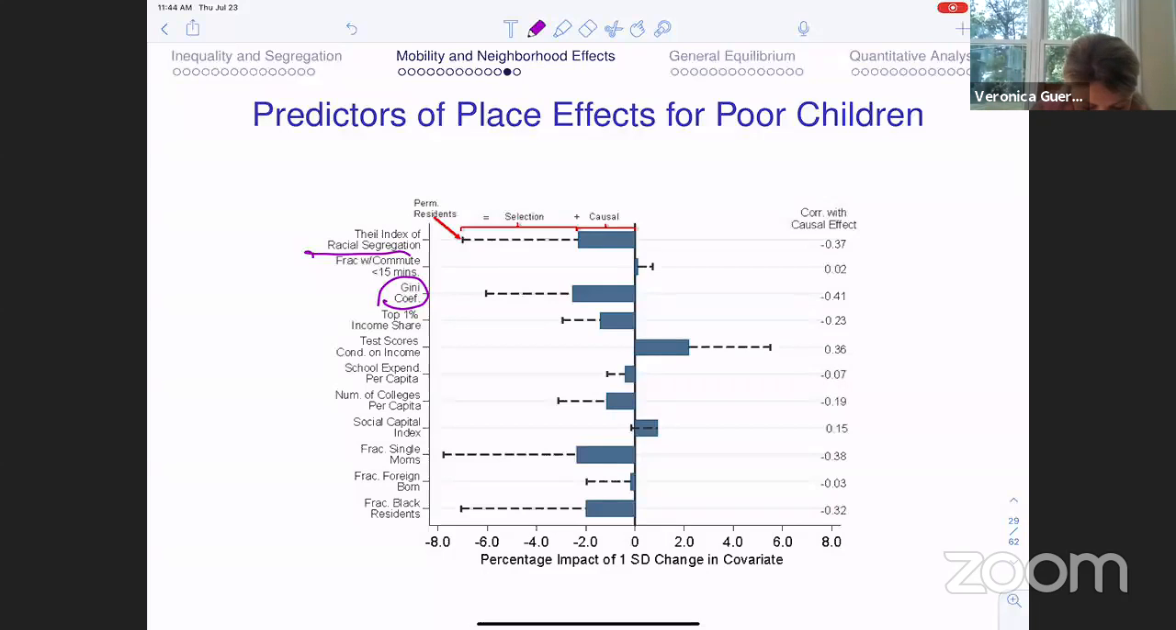And again, income and neighborhoods with a lower level of segregation are better. And then you can see other features like fraction of single moms, fraction of foreign born, and so forth.